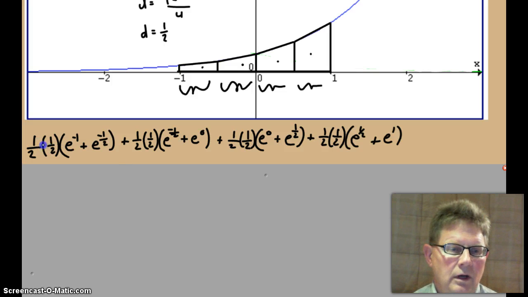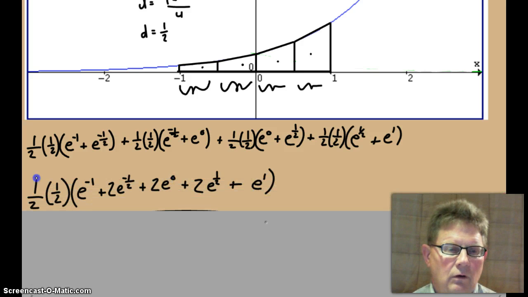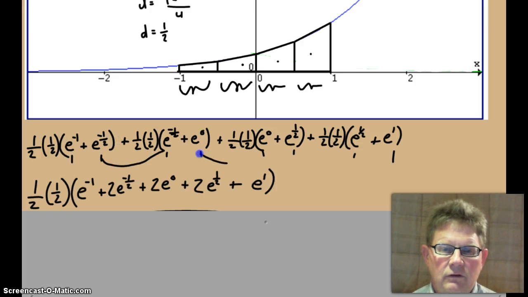Okay, notice that 1/2 times 1/2 is in each one of these terms. So what I did is I moved that out front. So 1/2 times 1/2. And then these terms are left as a summation, but notice we got quite a bit of duplication going on. You got 2 e to the -1/2, you got 2 e to the 0, and you got 2 e to the 1/2.